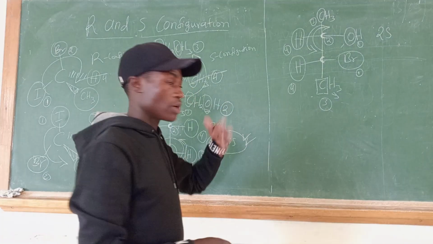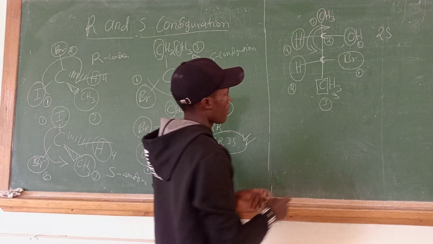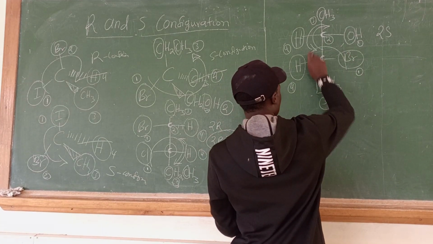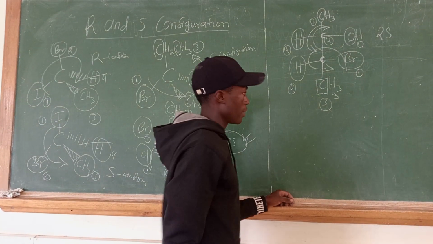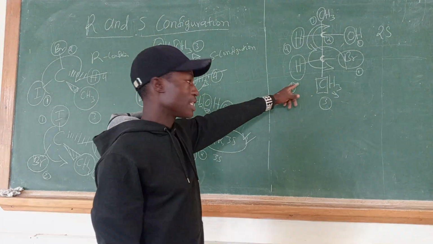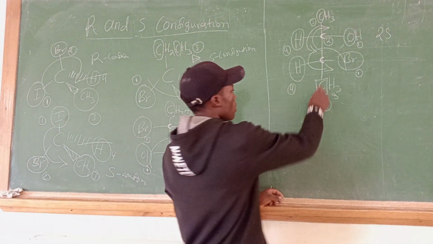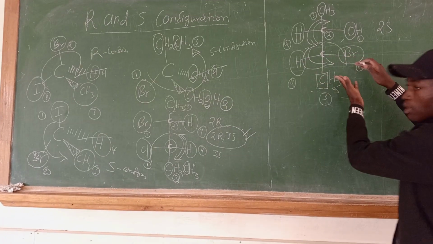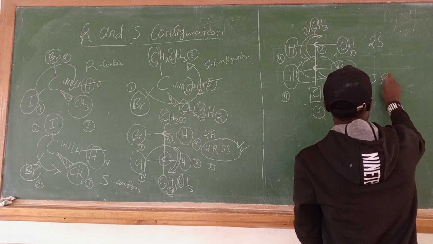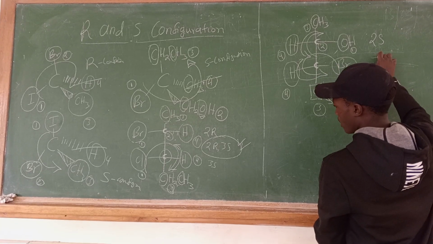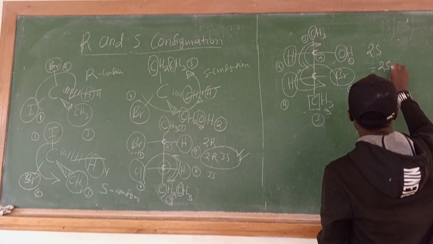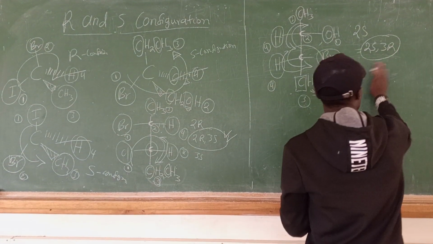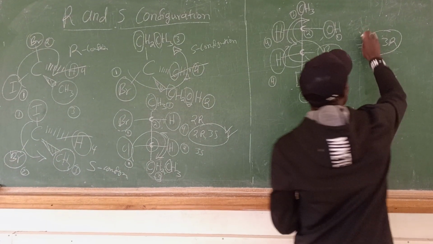It is facing us. We are going to reverse the configuration as a matter of fact. Now, we have 1, 2, 3. So we are going to go this way. That is S configuration. But remember, it is facing us and it should be facing away. So we are going to reverse the configuration. That is on carbon number 3. So the overall configuration will be 2S, 3R. So you must specify which center you assign which configuration.